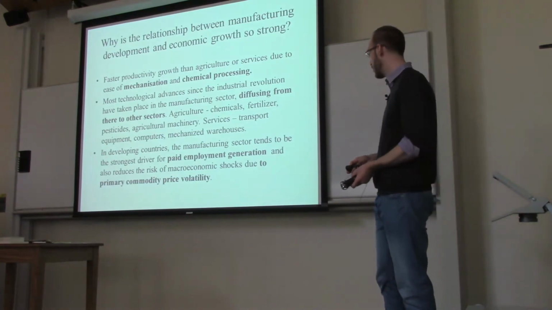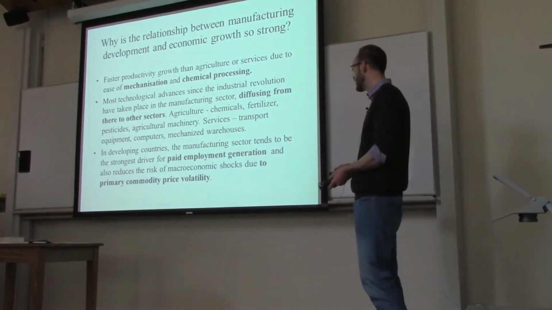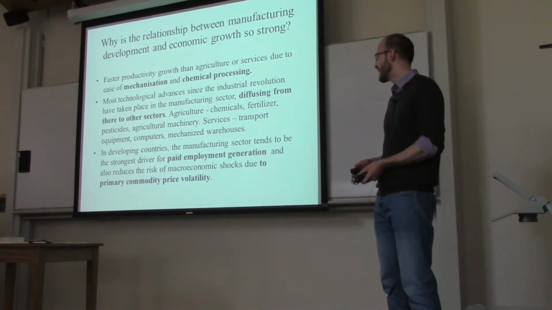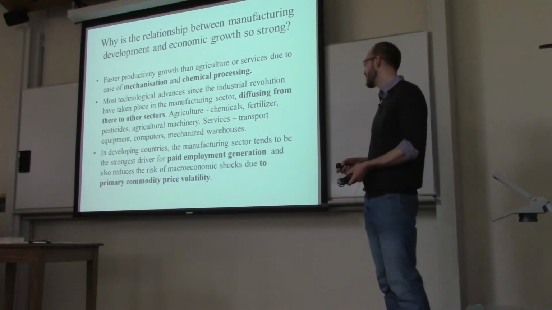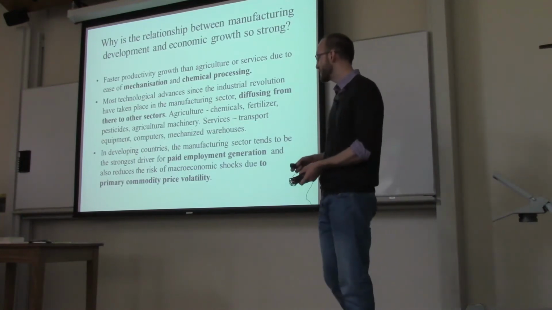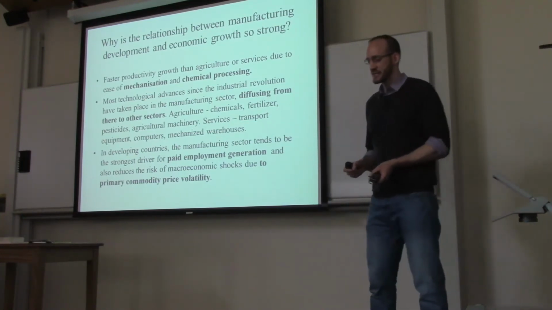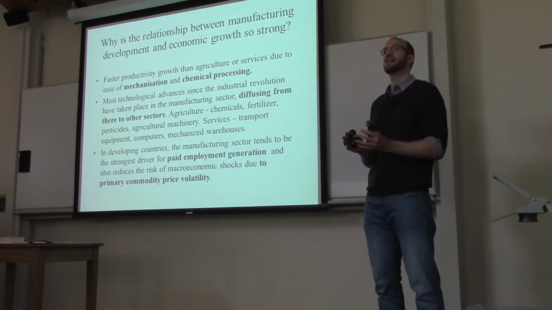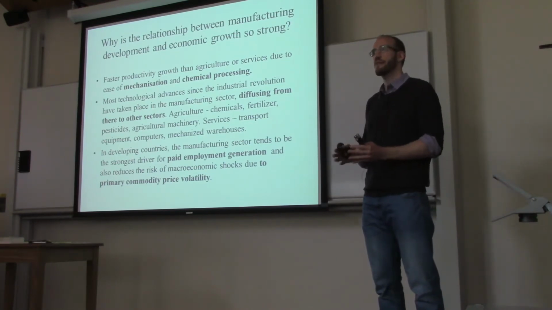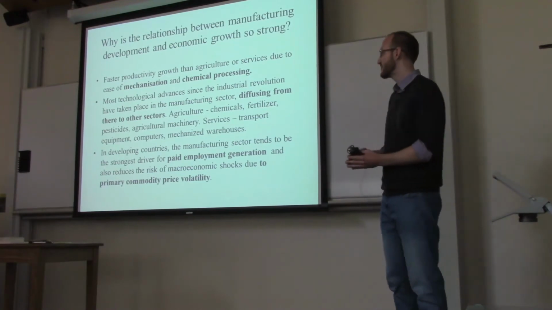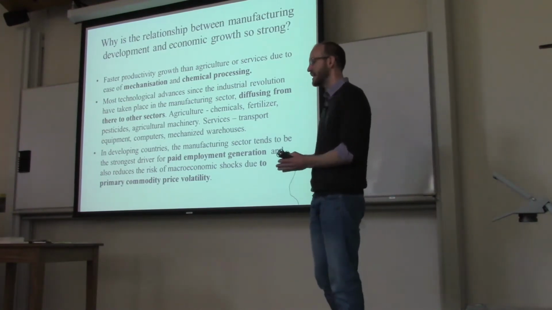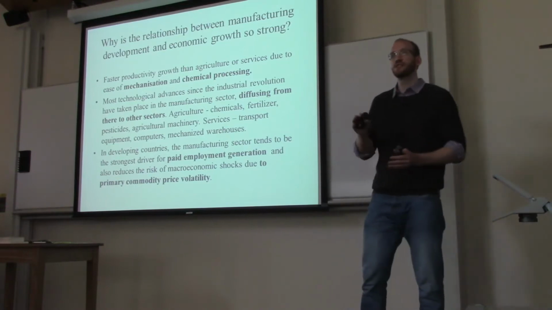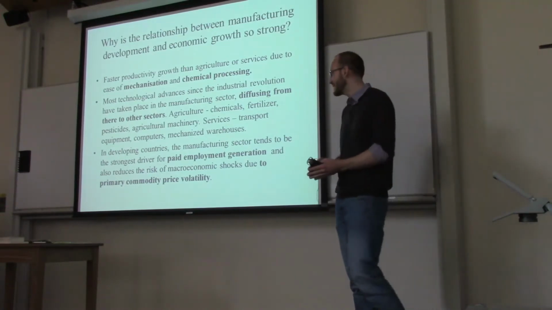It's a very, very strong driver for paid employment generation in poor countries, especially labor-intensive manufacturing, and also reduces the risk of macroeconomic shocks due to primary commodity price volatility. Now, what do I mean by this? A lot of poor countries' export baskets are very highly concentrated around a few primary commodities, that is, unprocessed agricultural goods or natural resources. Now, in the last decades, the prices of these commodities have fluctuated quite a lot. There is a lot of price volatility, right?